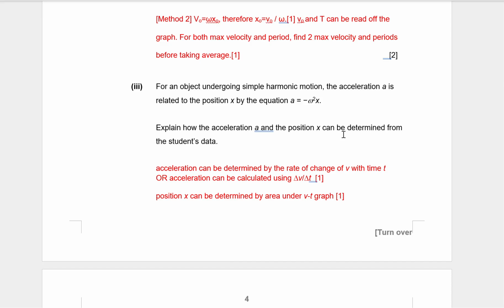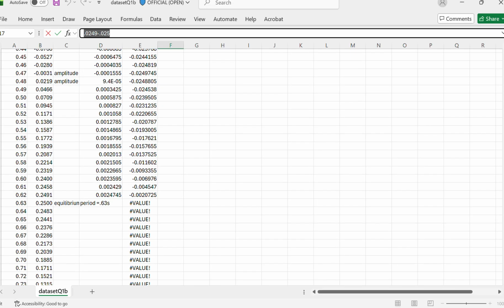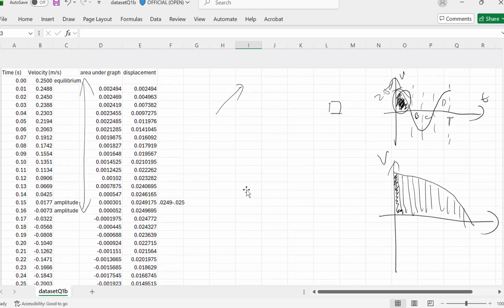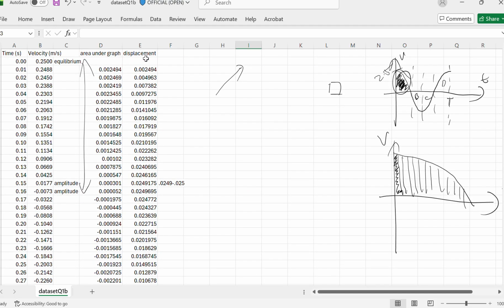So actually this is a guiding question, because they ask you theoretically how to get acceleration and position, because they want you to find acceleration and position from the v-t graph. And then use it as a straight line graph to find a equals minus omega squared x. So let's just quickly do that. We already have area under graph and displacement already. We already have displacement, so we are only short of acceleration right now. So let's try and plot a graph for acceleration. How to plot a graph for acceleration? We know that it's the gradient of the v-t graph.